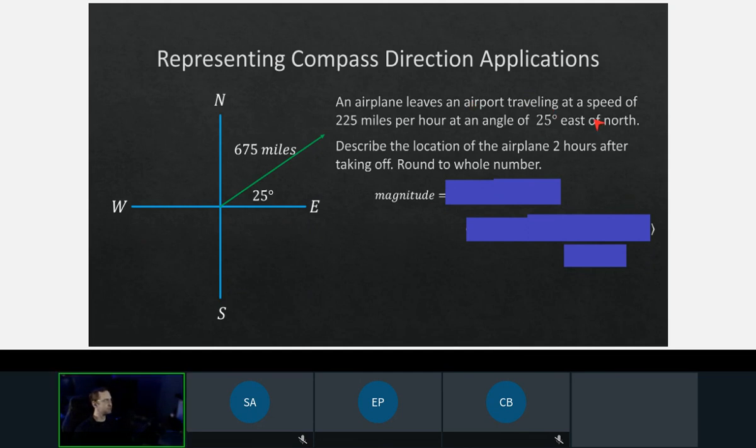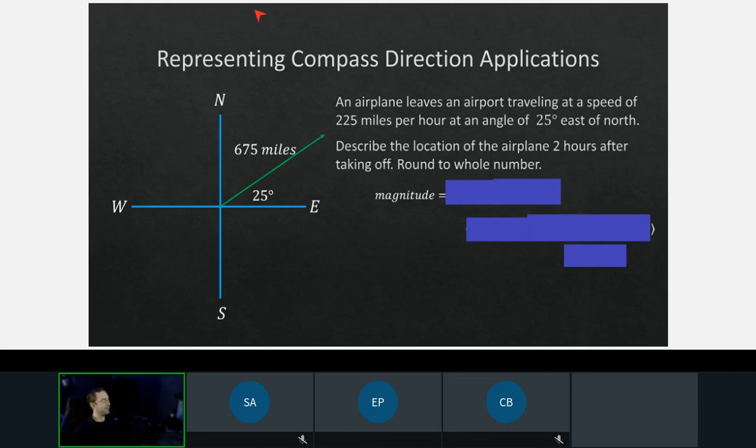So Emily, read this to us. Your words are better than mine. Representing compass direction applications. An airplane leaves an airport traveling at a speed of 225 miles per hour at an angle of 25 degrees east of north. Describe the location of the airplane 2 hours after taking off, round to the nearest whole number. Oops, I wrote this wrong. This should say north of east. So that's a correction. Sorry.